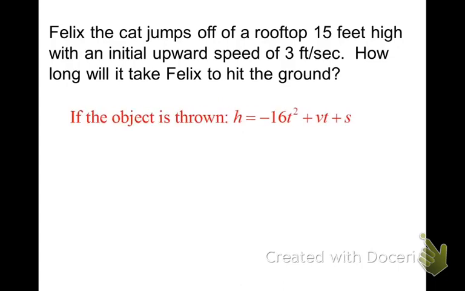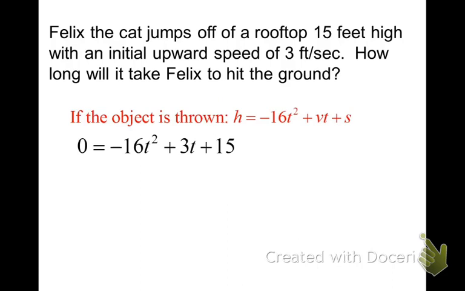So, because he's jumping with an upward speed of 3 feet per second, that 3 in front of the t is the jumping upward at 3 feet per second. Again, the negative 16 is the constant for gravity, and the 15 is because it's 15 feet above the ground when it starts. So how long does it take to hit the ground?